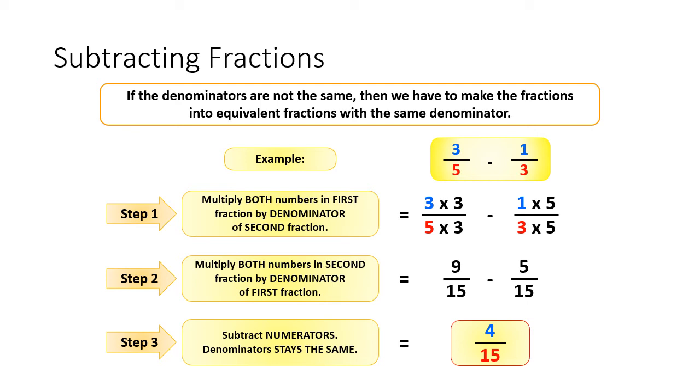Once we do this, we will have equivalent fractions, which is equal to 9 over 15 subtract 5 over 15. Now we have equivalent fractions with the same denominator. We can now perform the operation, and we subtract the numerators. 9 minus 5 equals 4, so our answer is 4 over 15, or 4/15. So 3 over 5 subtract 1 over 3 is equal to 4 over 15.